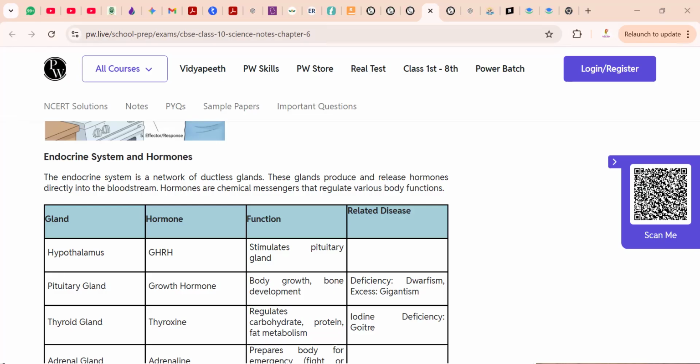Now, next is the nervous system. In animals, such control and coordination is provided by the nervous and the muscular tissue.